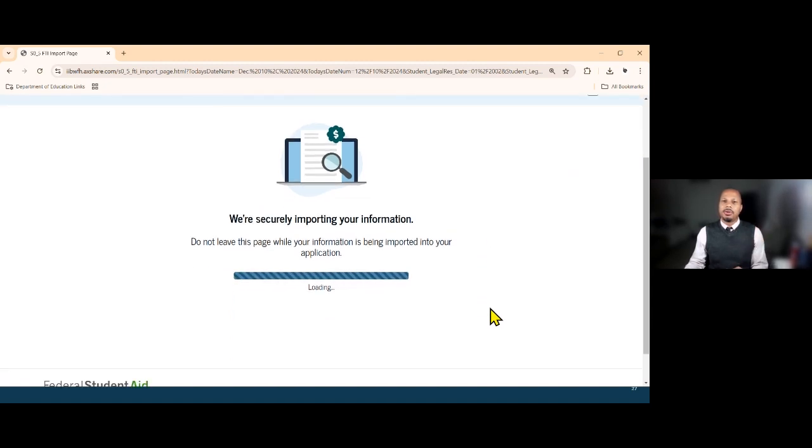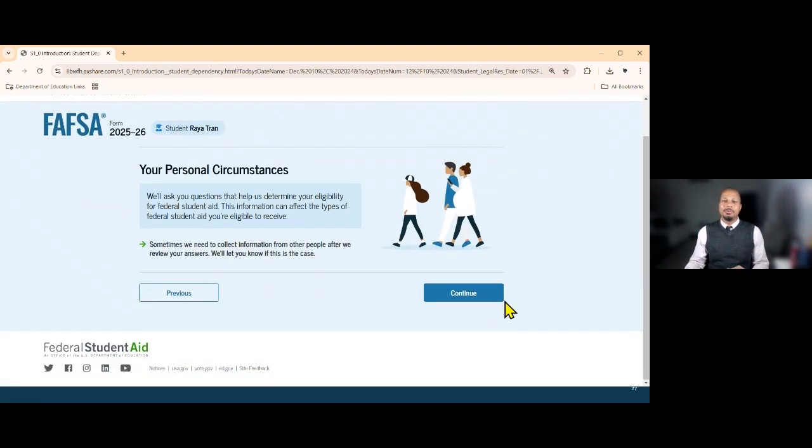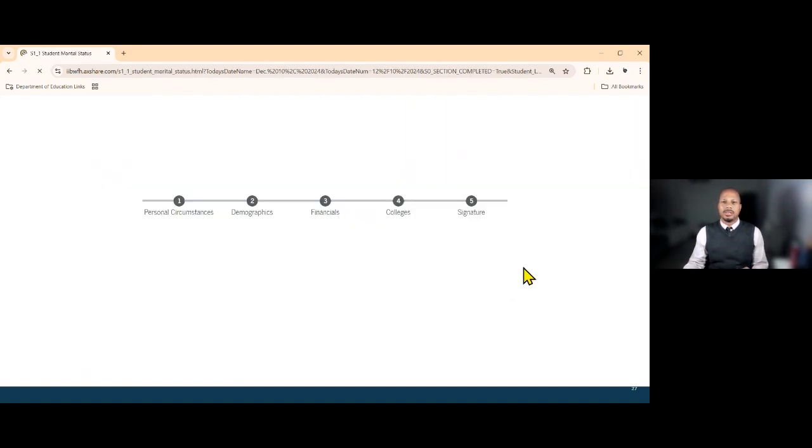And then we have the uploading information, and voila, we were able to successfully import the information from the IRS. And we're excited to do so because now it makes this experience so much better and so much shorter. And we like shorter. So we're going to go ahead and hit continue. And now we're presented with information based on your personal circumstance. Now this is surrounding your living arrangements, and we're going to ask additional information as it pertains to such.